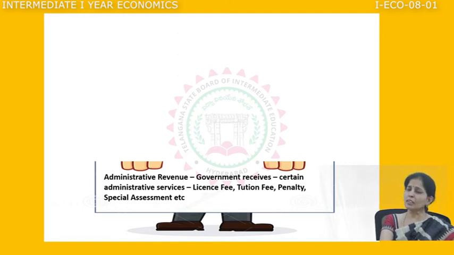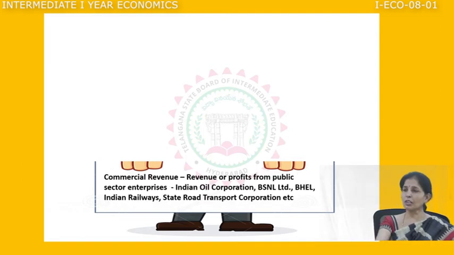There are so many services the government provides to us, and we pay in the form of license fees, tuition fees, penalties, fines. All this comes under the administrative revenue. The next one is commercial revenue.